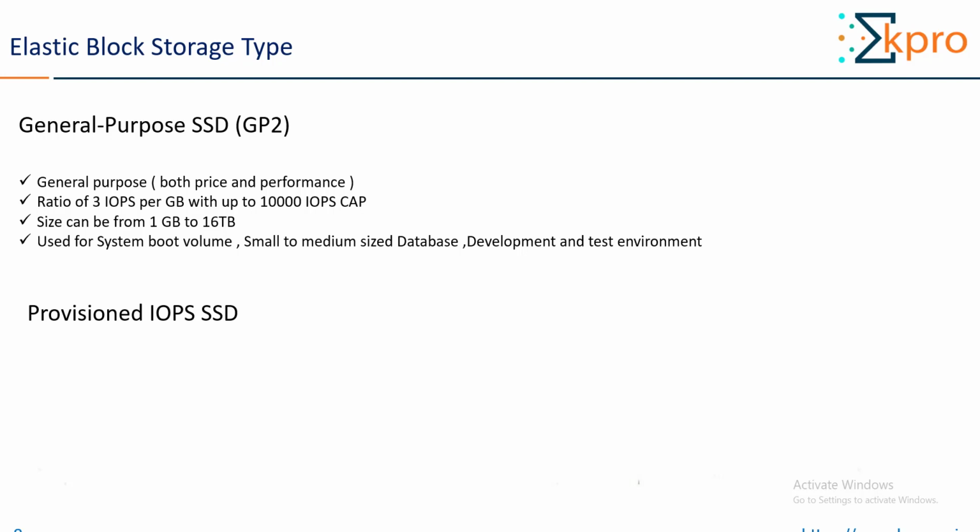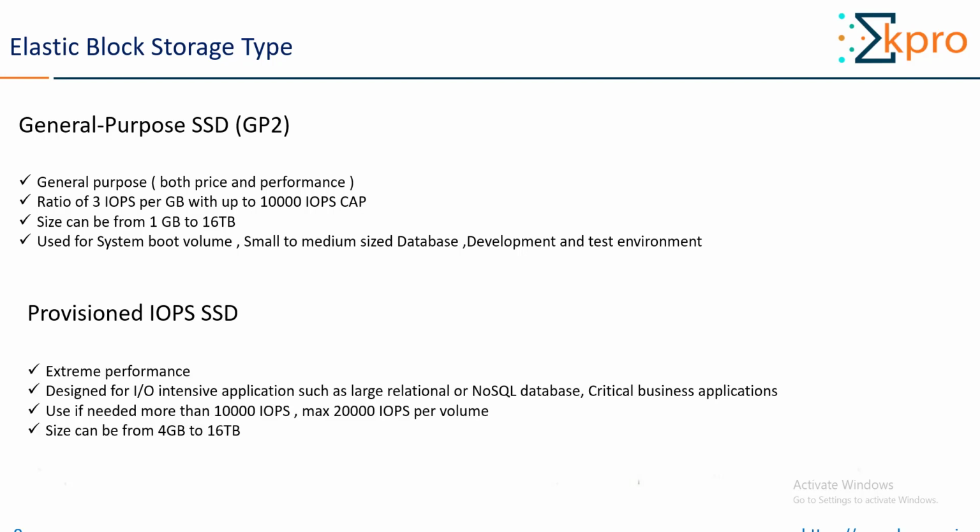If your application is more IO intensive, you can use provisioned IOPS SSD. The basic difference is also cost. General purpose SSD is lower in cost, and provisioned IOPS is higher in cost. It offers extreme performance, designed for IO intensive applications, NoSQL databases and critical business applications. As I told, it will give a maximum of 20,000 IOPS, and size can be 4 GB to 16 terabyte for a single volume.